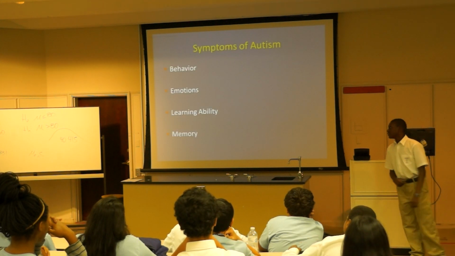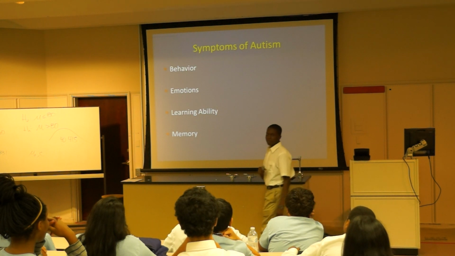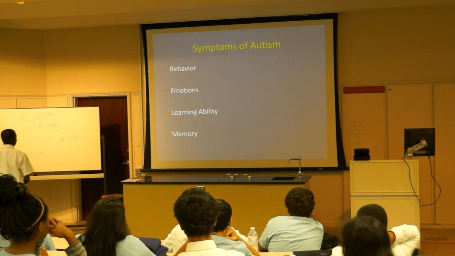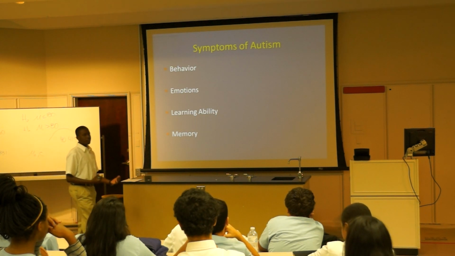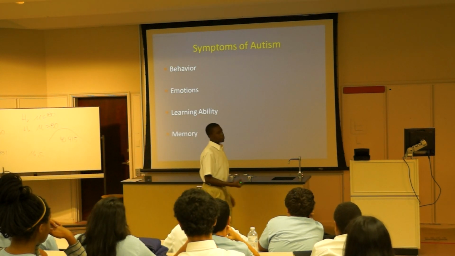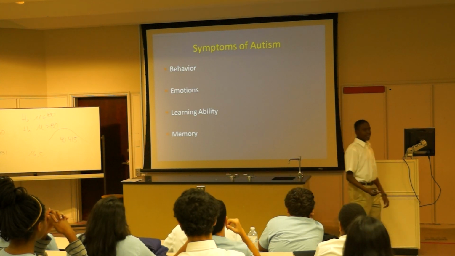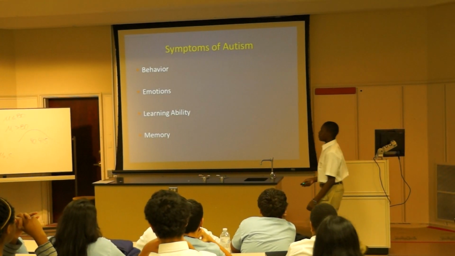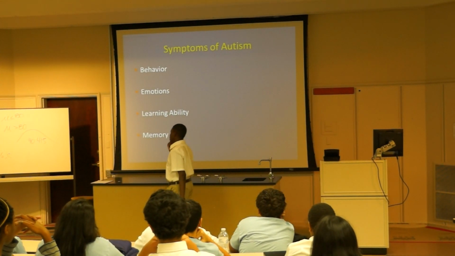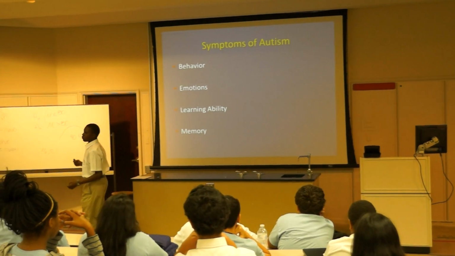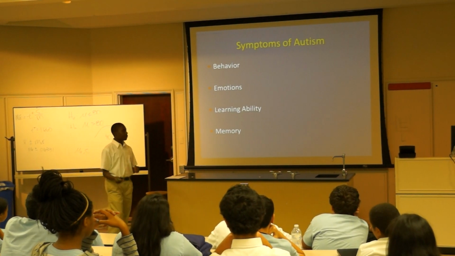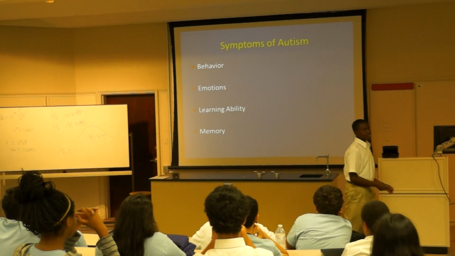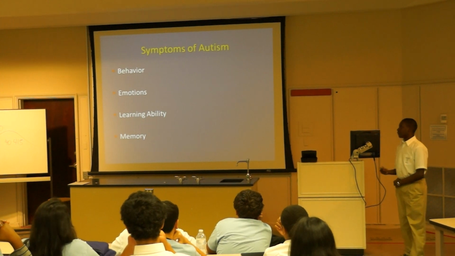Next slide. The symptoms and connotations of autism. The symptoms of autism: behavior, emotion, learning ability, and memory. People with autism can't decide on what their emotions or their behavior should be. For example, if a little girl on her bike falls down, she can decide to be mad, sad, or get back up. She's confused. For learning abilities, they can't learn at a normal pace like us. They learn at a slower pace. So let's say they're in kindergarten and learning the ABCs. They have to stay back in class for a longer period of time so they can learn the ABCs.